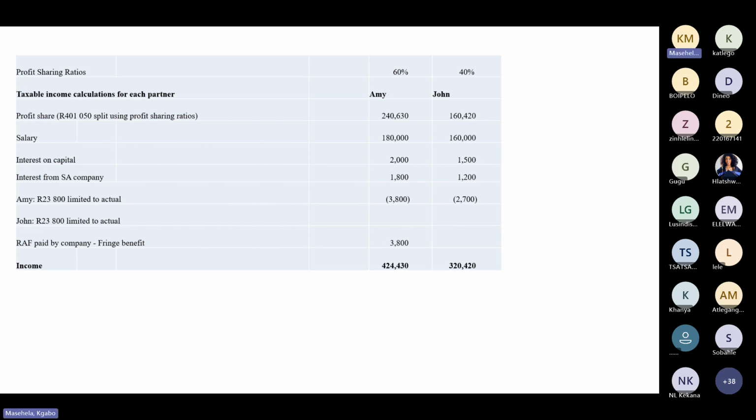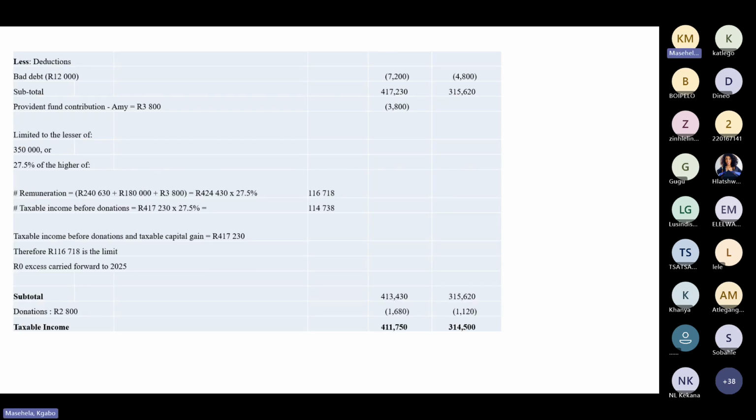You know what? This tax is linked to one another. When we are busy talking about salary interest, there comes a fringe benefit. And we have learned much about fringe benefit. These are income in nature. These are not cash payments. However, the right of use of an asset, the right of use of a company asset for business purposes. Then we get to the income for both Amy and John. Then deductions.